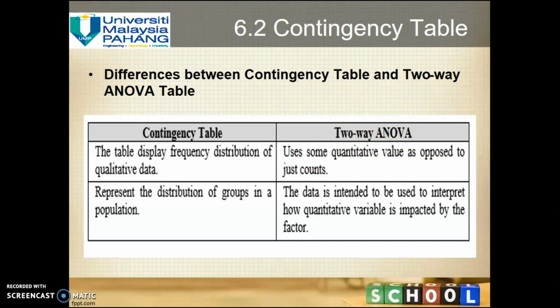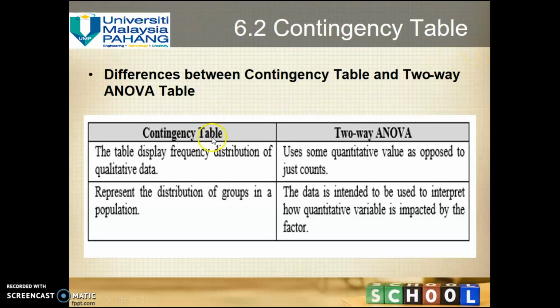But I think the significant difference is that the table displays the frequency distribution of qualitative data, but two-way ANOVA uses some quantitative value. As we know, in two-way ANOVA we have more than 2 data for each combination of row and column. We have replicates, so your replicate must be 2 and above. So that's why we have some quantitative value. So it is a significant difference between the contingency table and two-way ANOVA.